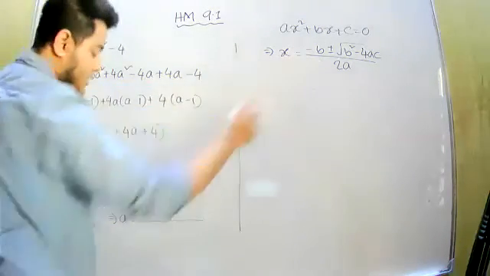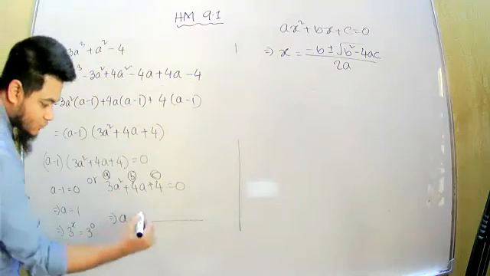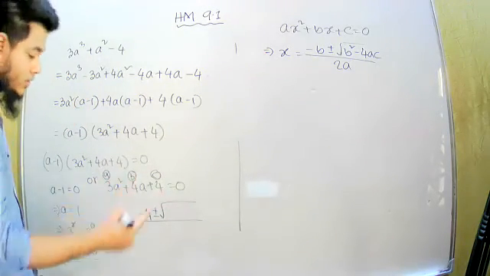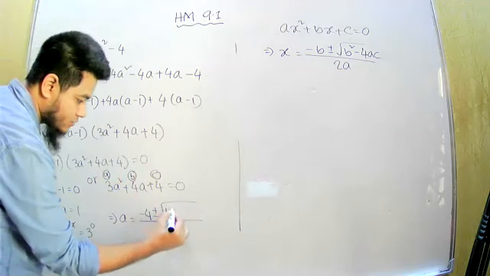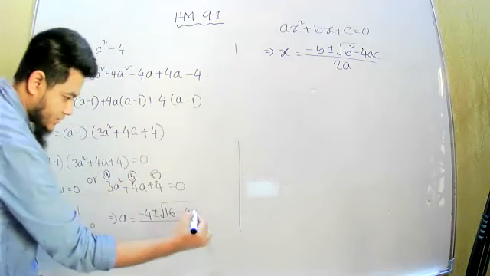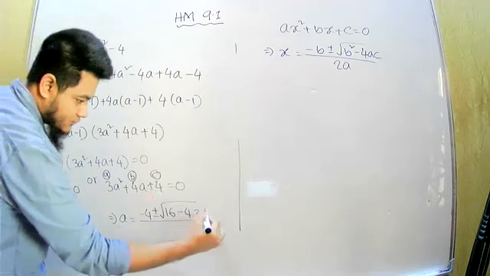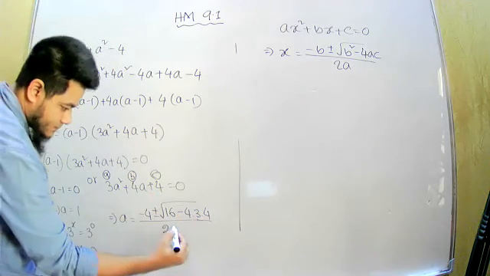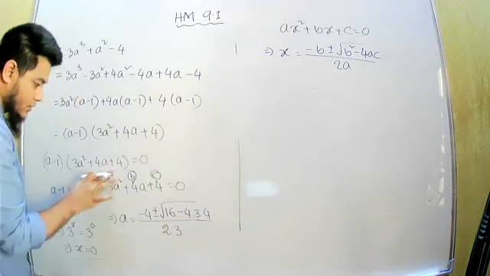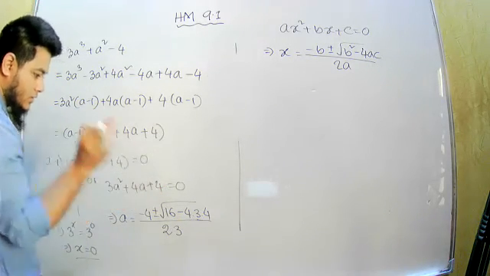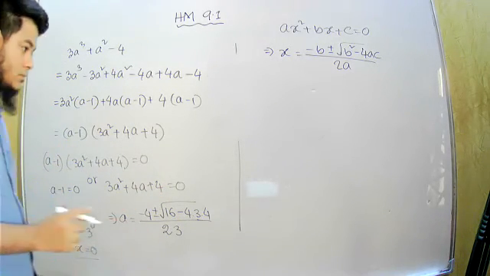So, okay, minus b means minus 4, plus minus root over b square. b square means 4 square, that will be 16, minus 4 into a, a is 3, c is 4, divided by 2a, a is 3. Okay, so now we can erase it. We have replaced the values. We can erase it.